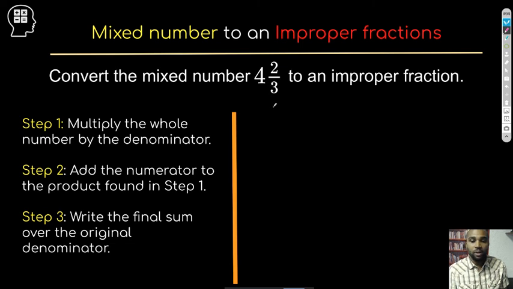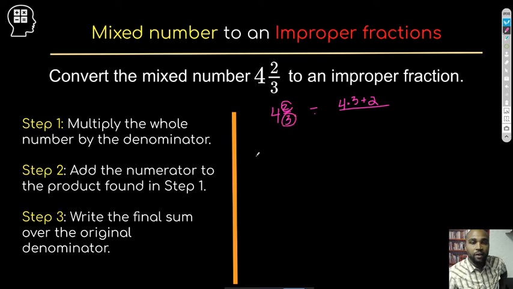Let's take this number and put it into an improper fraction. How do we do that? We multiply the whole number by the denominator. So we're going to take this 4 times the denominator, and we're going to leave it in the numerator. Add the numerator to the product found in step 1. So what is the numerator? That's 2, so we're going to say plus 2. And write the final sum over the original denominator. So we're going to keep this denominator the same.